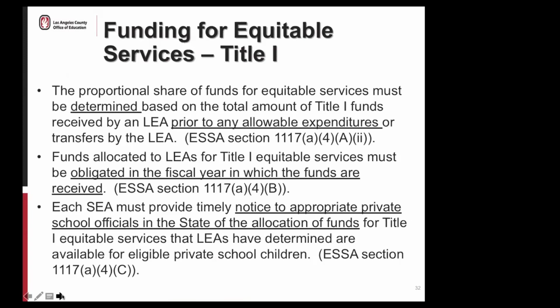Here are some key points about the funding for Title I equitable services. First of all, proportional share must be calculated from the total amount of the Title I allocation that the district receives. It must be taken off the top first and then set aside for equitable services. The funds must also be used to implement the Title I program in the same fiscal year that the district receives them, and you can verify this on the Con app. Another key point is that the state, which is the California Department of Education, has a requirement that they must notify the private schools of the allocation of funds that the district has determined for equitable share.